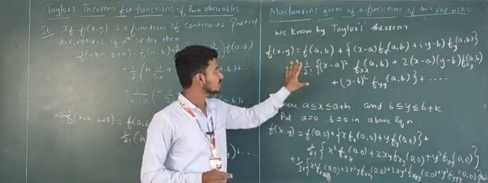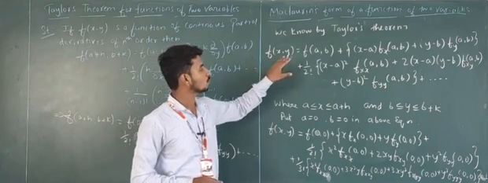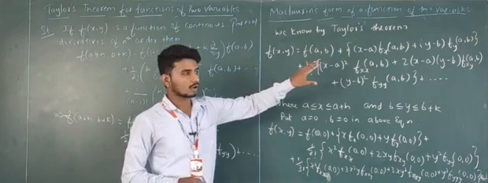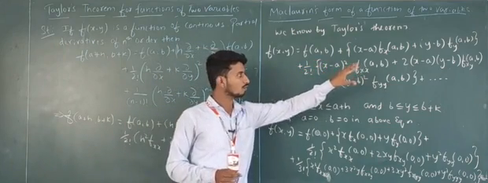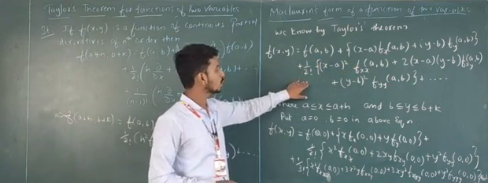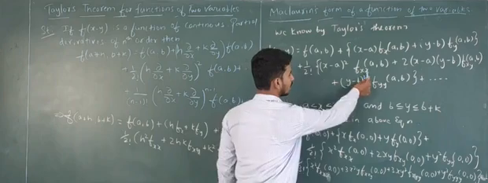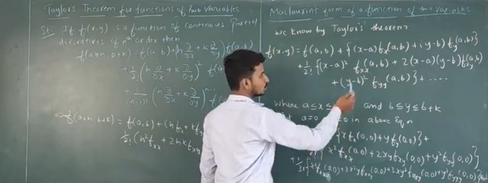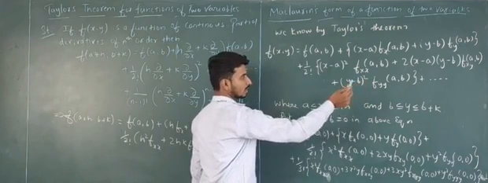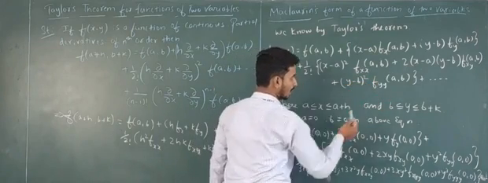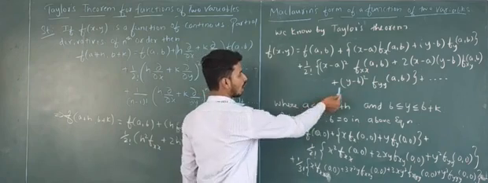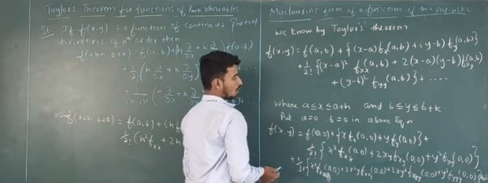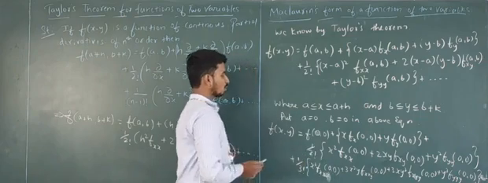We know by Taylor's theorem that f of x comma y equals f of a comma b plus x minus a into fx of a comma b plus y minus b into fy of a comma b plus 1 by 2 factorial [x minus a whole square f 2 times with respect to x of a comma b plus 2 into x minus a, y minus b, f with respect to x and y of a comma b plus y minus b whole square, f 2 times with respect to y of a comma b], plus so on.